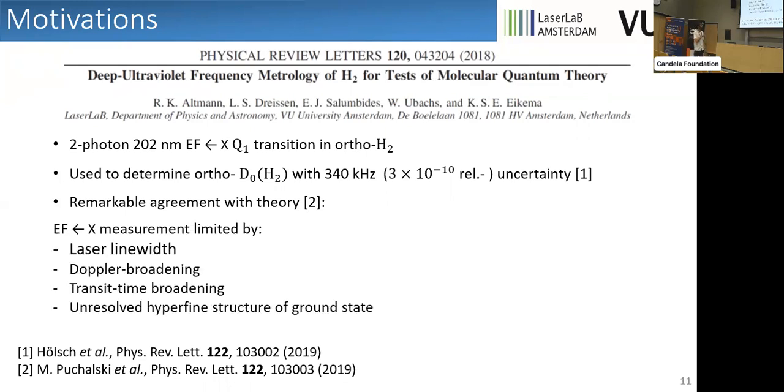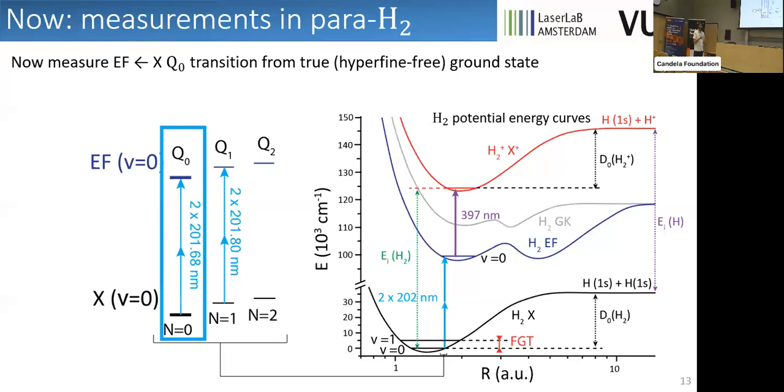However, our measurement from back then, from the X to the EF, again in ortho H2, was limited by the line width of our laser, by Doppler broadening, transit time broadening, and by the unresolved hyperfine structure of the ground state. Notably, if we go to para H2 with nuclear spin equals 0, we don't have this problem. So that's what we chose to do for the last measurement campaigns.